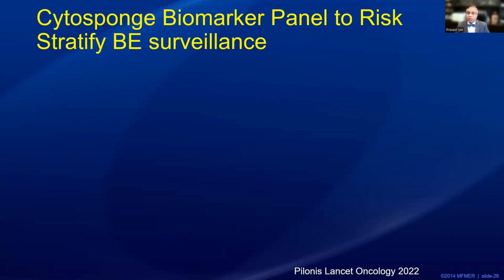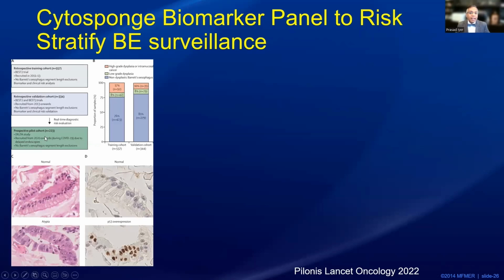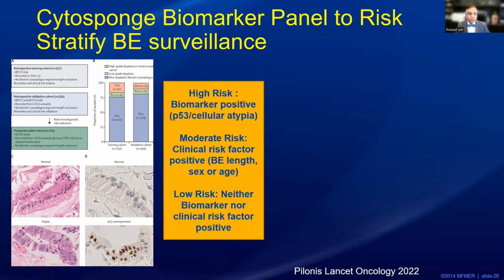The last possibility of sampling is to use cytology samples obtained by sponge-like sampling devices. Of course, the Cytosponge was developed in the United Kingdom by Dr. Fitzgerald. In addition to detecting Barrett's alone, her team put together a training and a validation cohort to develop a classification of high-risk Barrett's, which they defined as the presence of either atypia on the cytology samples or the presence of p53 overexpression as detected by immunohistochemistry.